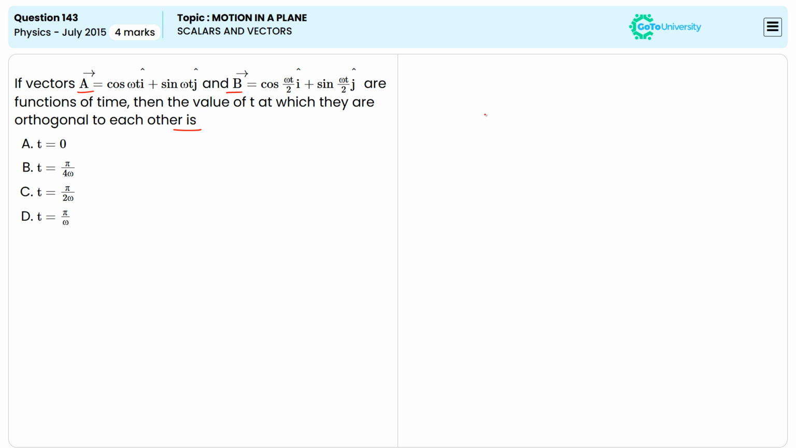Okay. Then, for example, if I represent vector A and vector B as a dot product, that is equal to 0 when they are orthogonal. Their dot product is 0 when they are orthogonal.